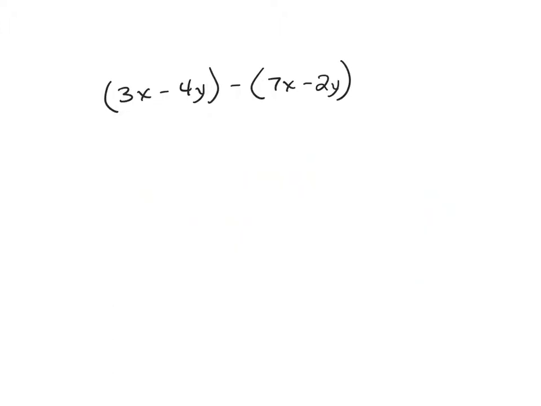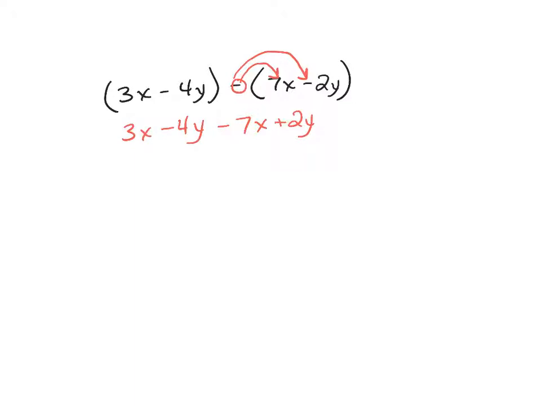Here's an example of a problem with variables that I cannot do by using the please excuse my dear Aunt Sally rules because I can't combine anything that's inside the set of parentheses. So the very first thing I need to do is I need to go through and get rid of the parentheses. So I'm going to rewrite this without parentheses. The very first one just stays the same, 3x subtract 4y. This subtraction sign tells me that I need to subtract 7x, and the subtraction sign tells me I need to subtract 2y, which means I need to add 2y.